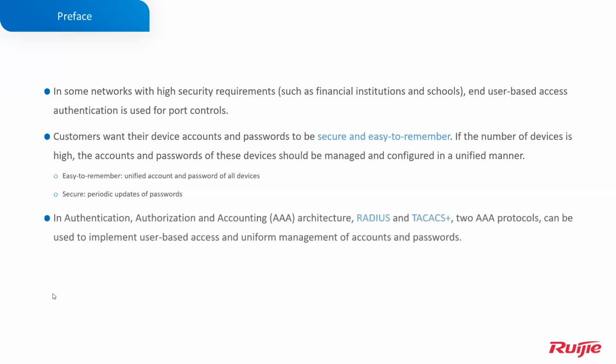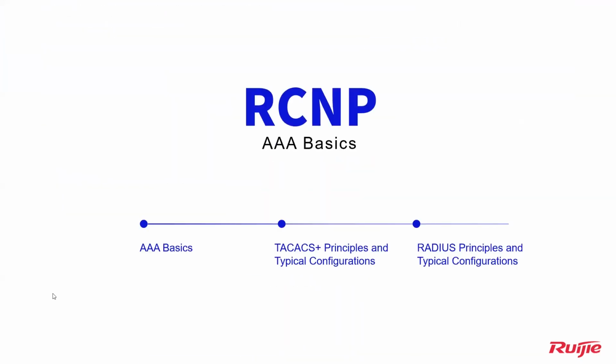In the AAA architecture, AAA represents authentication, authorization, and accounting. RADIUS and TACACS+, two AAA protocols, can be used to implement user-based access and uniform management of accounts and passwords. And in this part, we will focus on these two protocols, RADIUS and TACACS+. First, of course, let's see some basic information about AAA.